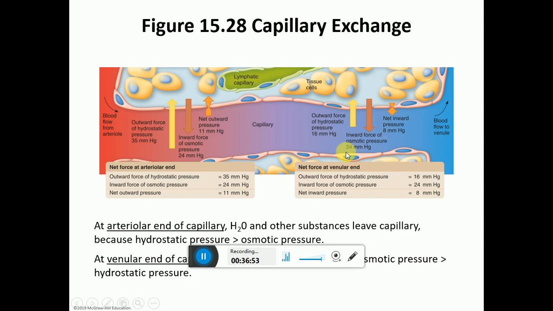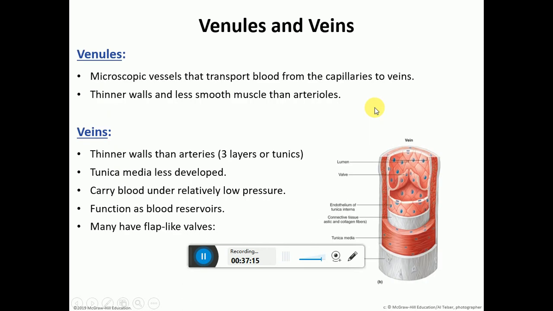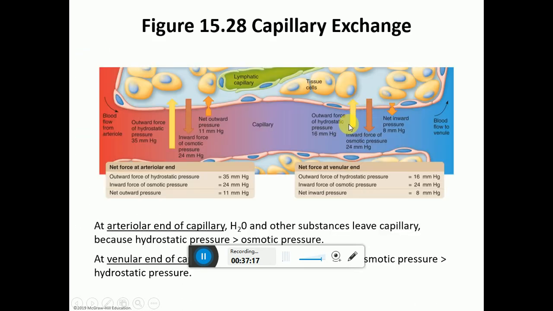Well, on the venous end, any excess interstitial tissue is going to be pulled into the venous end of the capillary, and that is due to the inward force of the osmotic pressure. So again, your arterial end favors filtration due to a higher hydrostatic pressure, while the venous end favors pulling water back in, or reabsorption back into the capillary, and that is due to the higher osmotic pressure.